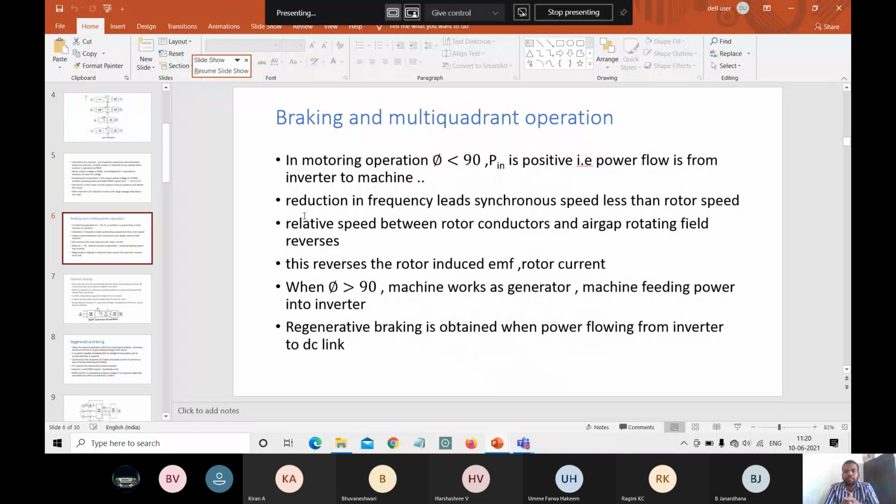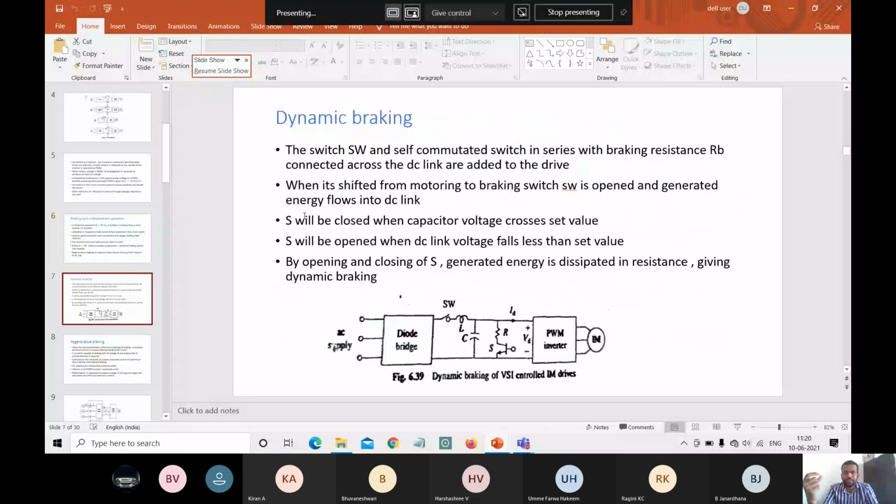Depending upon how the power flow takes place in motoring and in braking: in motoring, the power flows from the inverter to our machine. Similarly in braking, the power flows from the machine to the inverter, reversed. This is normally called regenerative braking, the reversing of supply. In that, first we can go for dynamic braking.